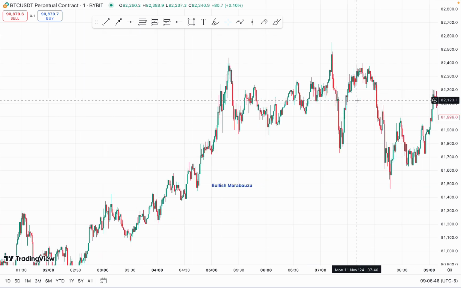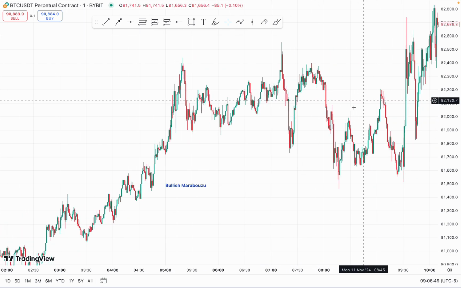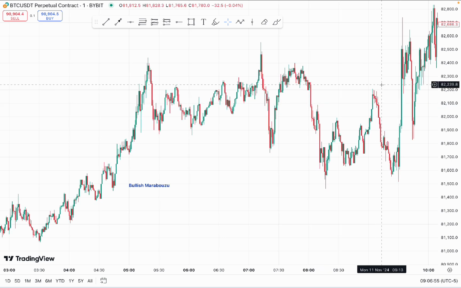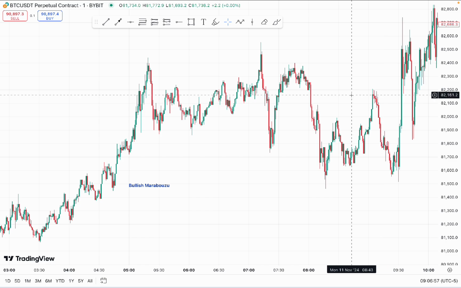And then yes, that's about bullish Marubozu. There's also the bearish Marubozu though, but I'll explain that when we're talking about bearish candlesticks.